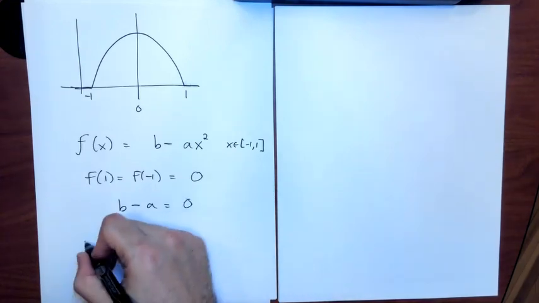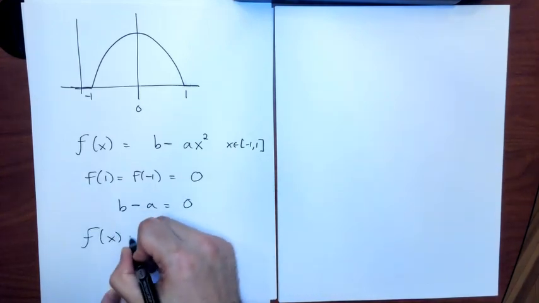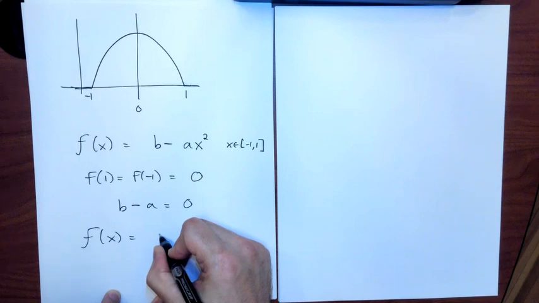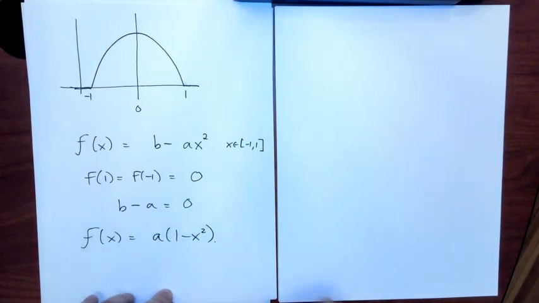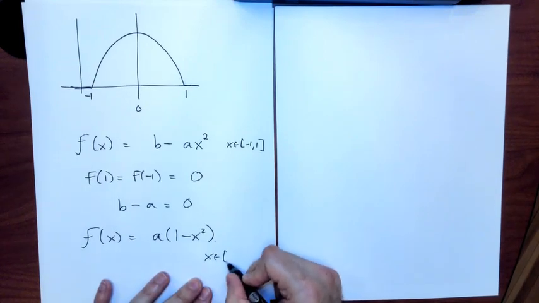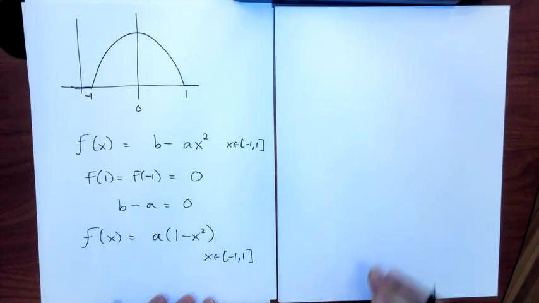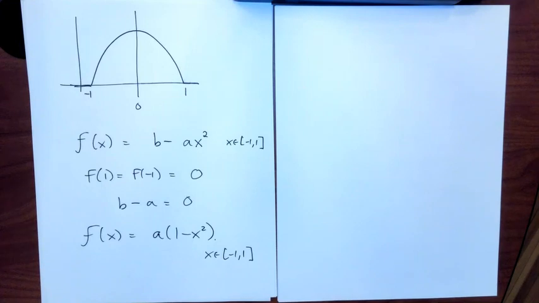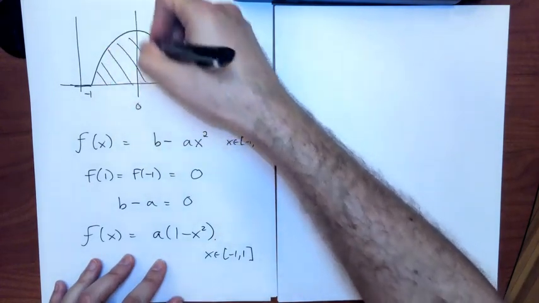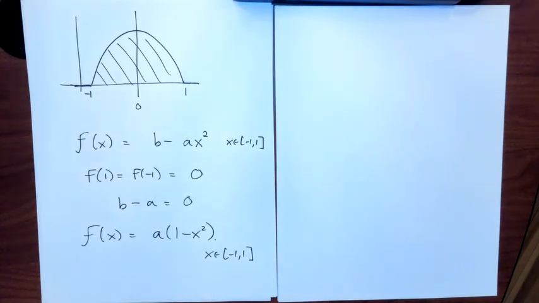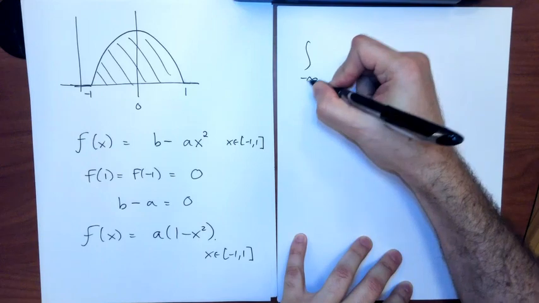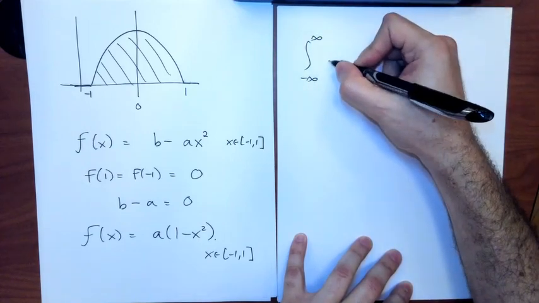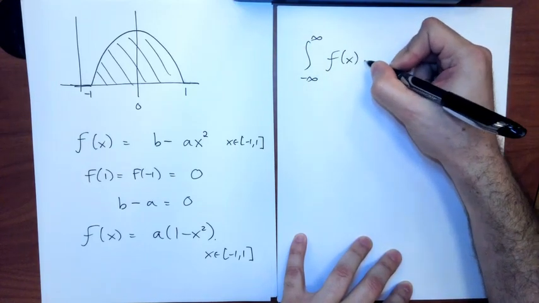So I guess that means that my PDF has to look like a times 1 minus x squared, right? And now a typical probability homework or exam question is, what is a? So this is a valid PDF, right? And so I have to know that when I integrate this thing, it has to integrate to 1. Otherwise, I don't have a single unit of mass. So that leads me to do something like this, where I say, okay, the integral of the PDF.